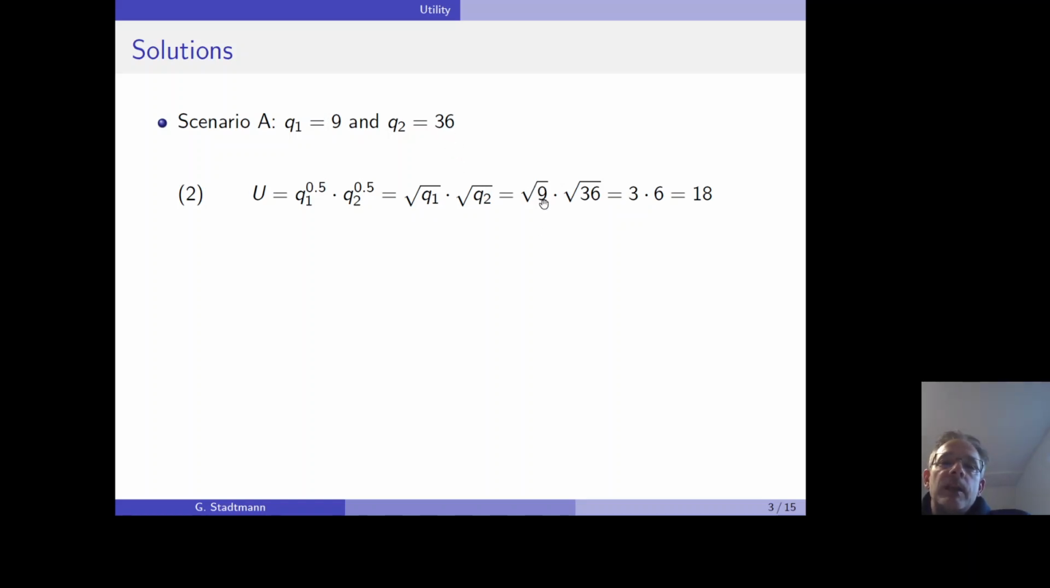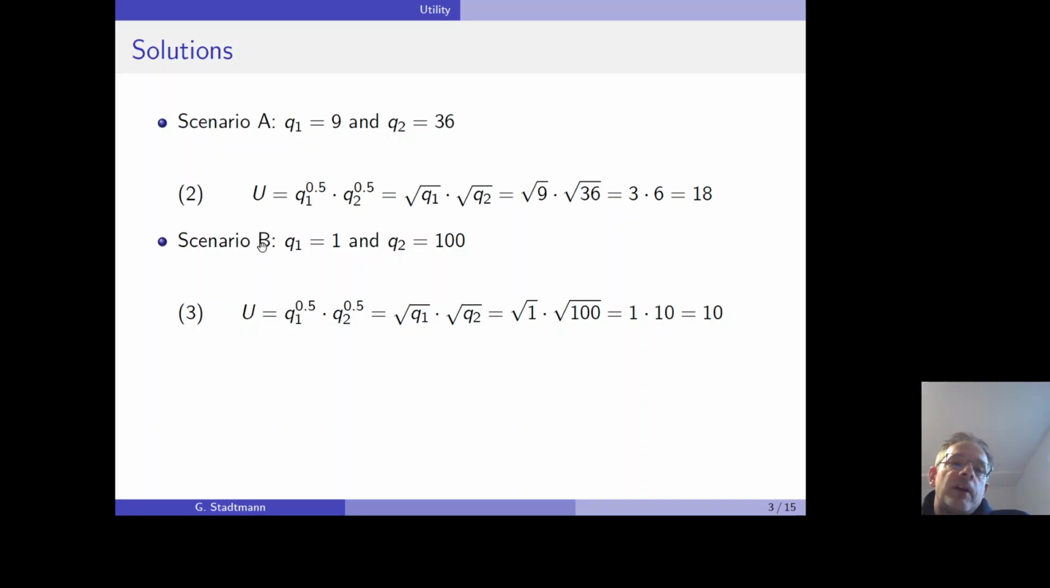And then we have to take the square root of 9, which is equal to 3, and the square root of 36, which is equal to 6. So the utility level in the first scenario is equal to 18. Let's check scenario B. So q1 is equal to 1, so I plug in the 1 here, and q2 is equal to 100, so I plug in the 100 here. So the result is 1 times 10. So the utility level is equal to 10.